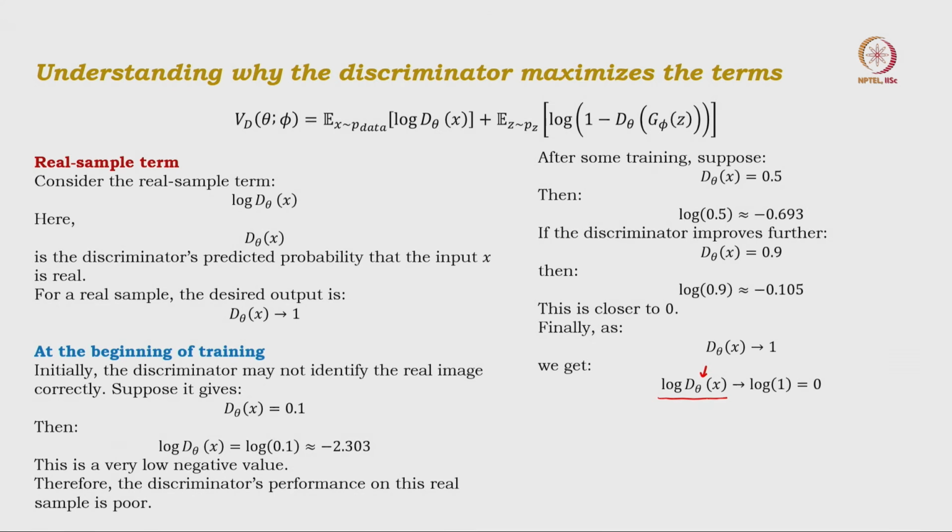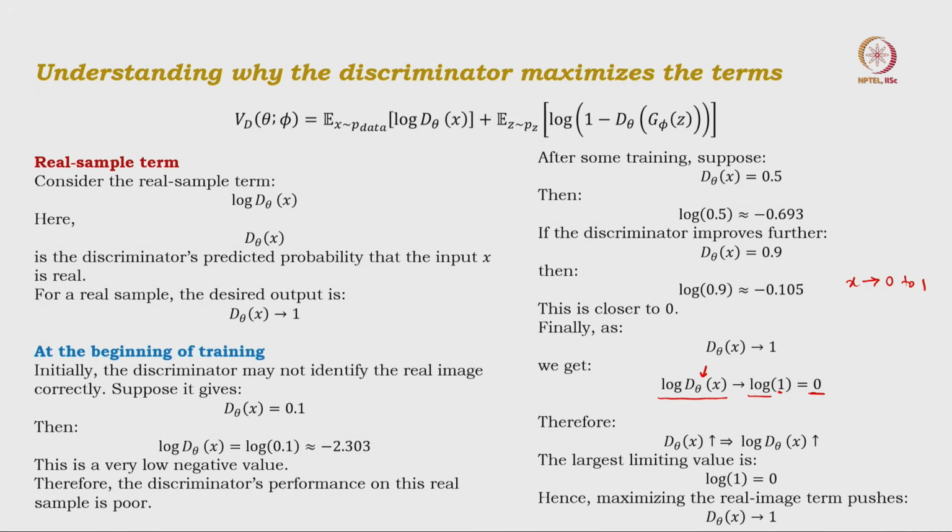Since it is a probability for a real image x, when you pass it, it can only predict a value from 0 to 1. So if you want this log term to be maximum, this D theta of x should be 1. This is the maximum value that it can give. I hope this concept is clear to you. That is the reason the D theta of x model is going to give this as 1.